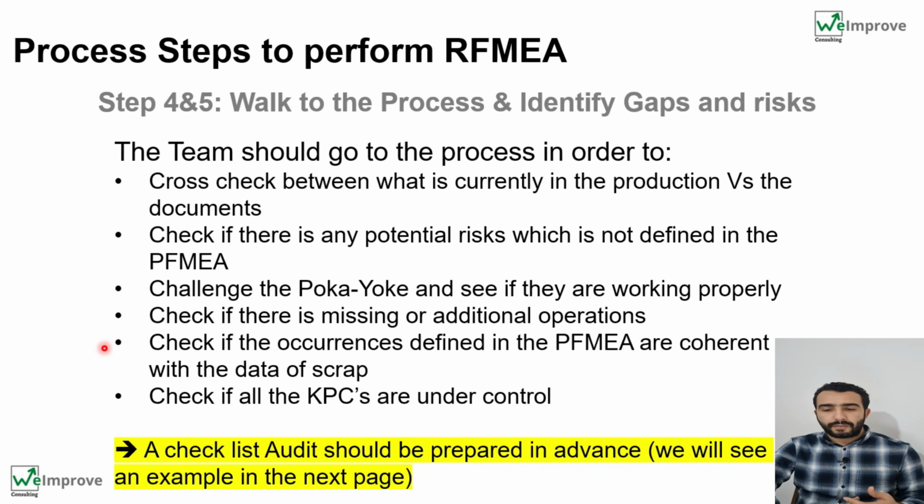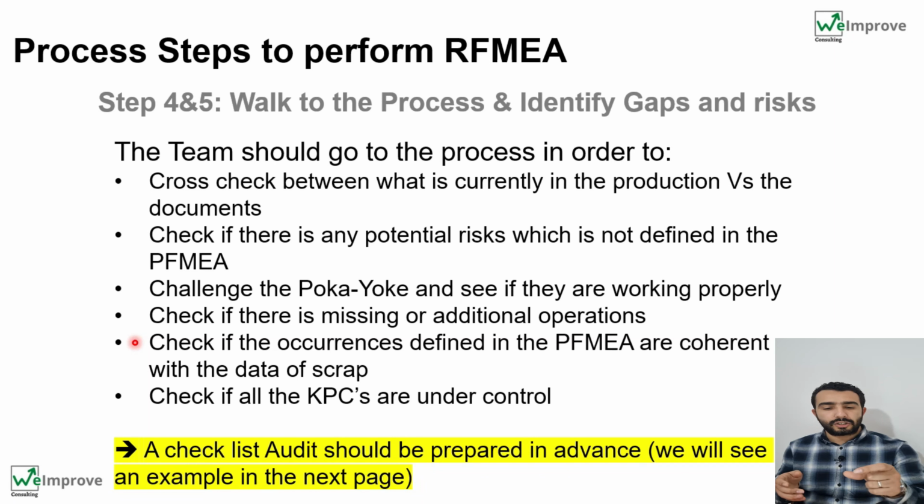Then you have to check if the occurrences defined in the PFMEA are coherent with the scrap data. This point is very important, because when you are building the PFMEA, you are putting in just some estimation for your occurrence. It's not the real data, but after, for example, 1 year of production, you will have real scrap data, and Pareto. Then you have to check if the occurrence rate you put for such a problem in the PFMEA is exactly what reflects reality or not.